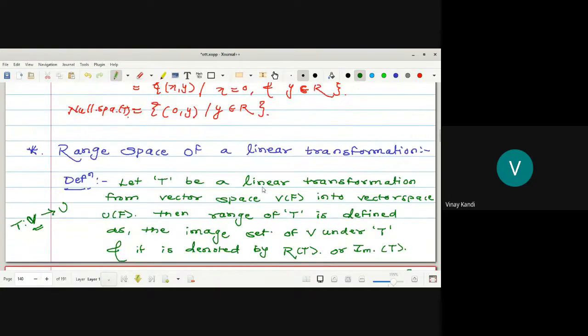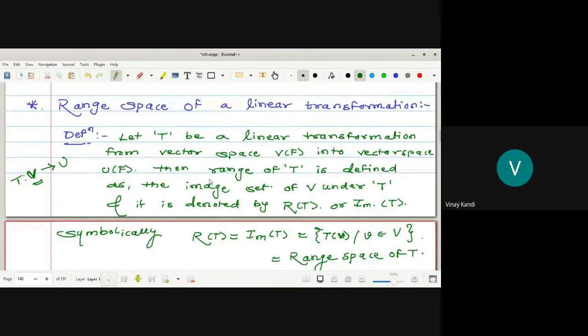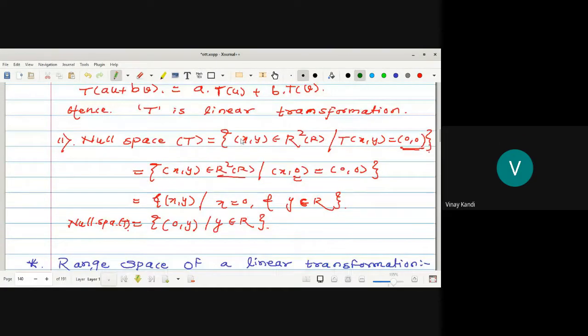Let T be the linear transformation from vector space V over F to U. The range space of T is nothing but the image set of V. That is, the images of all the elements from the set V under the mapping T, and it is denoted by R of T, or image of T, or image space of T, which is equal to T of v, where v belongs to capital V. Now we can find the range space of that T.